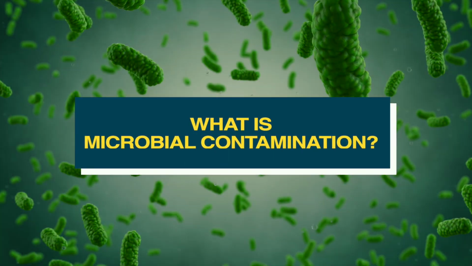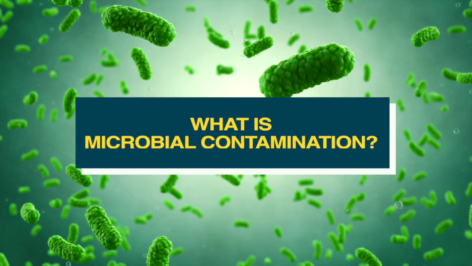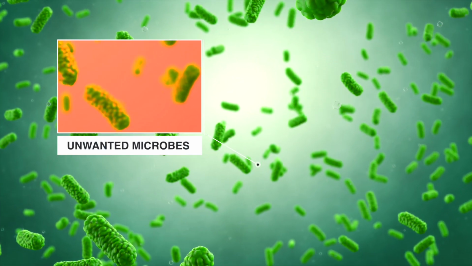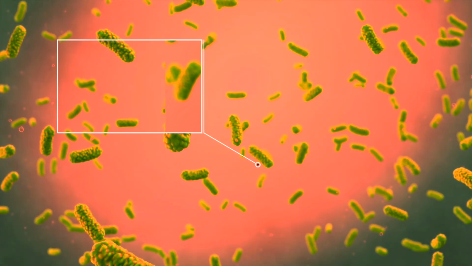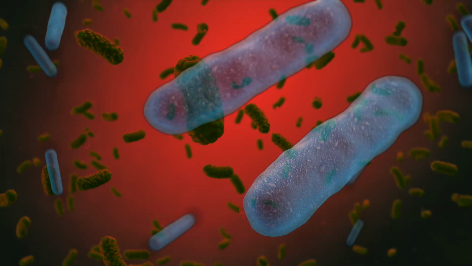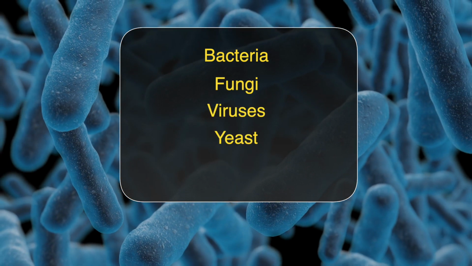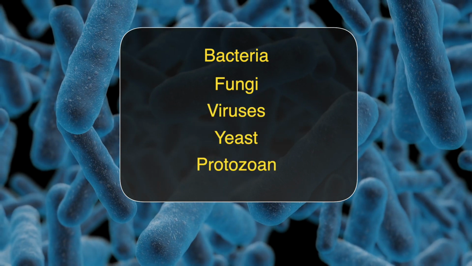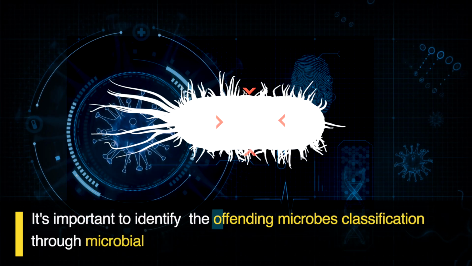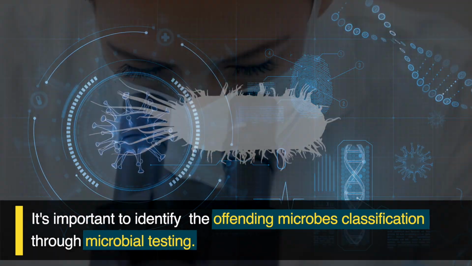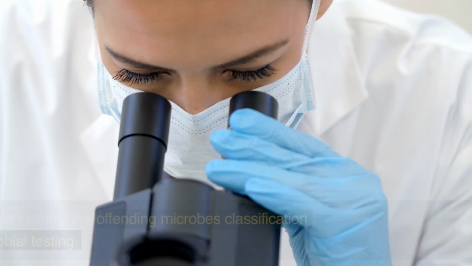What is microbial contamination? Microbial contamination is the presence of any unwanted microbes in a material. These microscopic invaders include bacteria, fungi, viruses, yeasts, and protozoans. If contamination occurs, it's important to identify the offending microbe's classification through microbial testing.